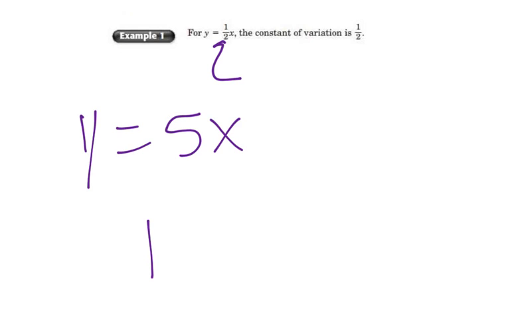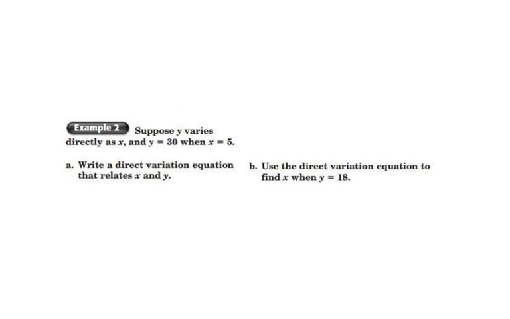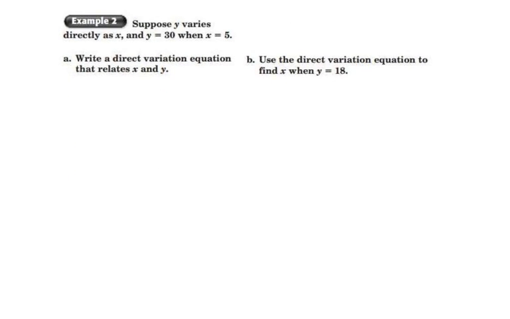Example 1 says that for y equal 1/2 x, the constant of variation is 1/2. That's telling you that you just look at the number in front of x. If we had y equal 5x, your constant of variation would simply be 5.